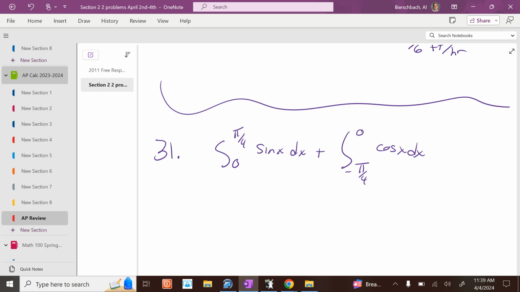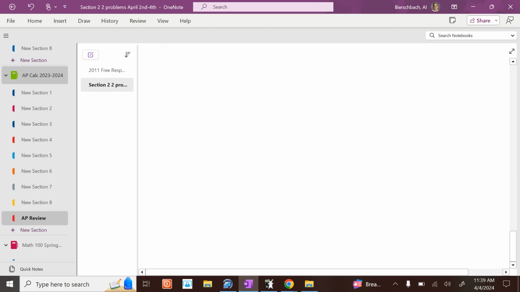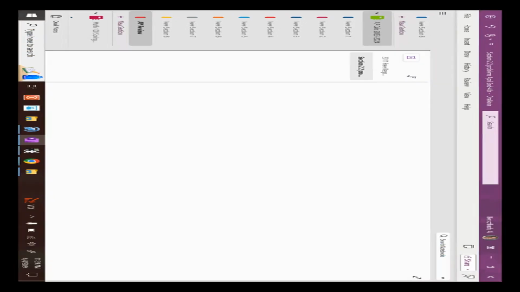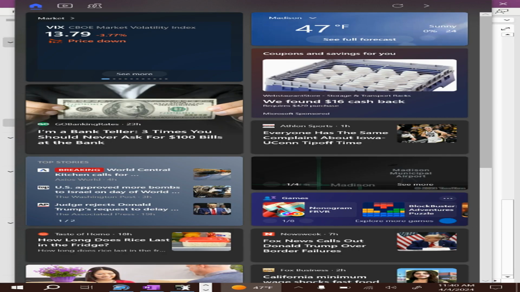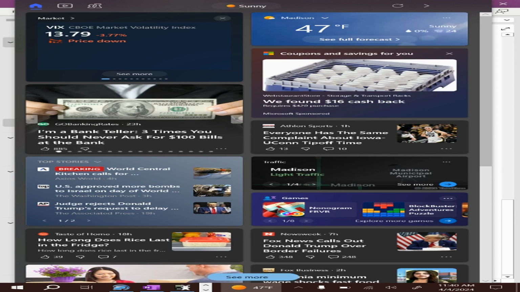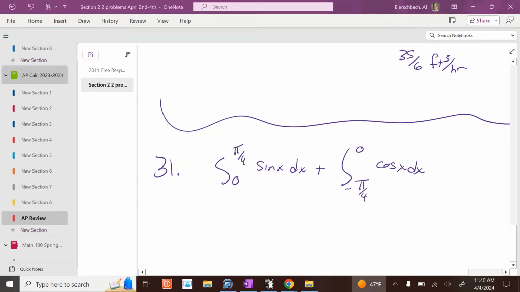Okay, 32. Oh, I need to see what you're seeing because I'm not seeing what you're seeing. Okay, 32. Which is the right integral for that? And wow. All right, 31, calculator.